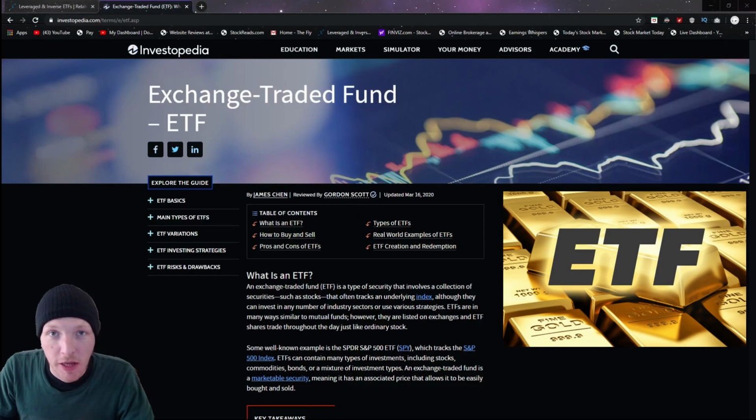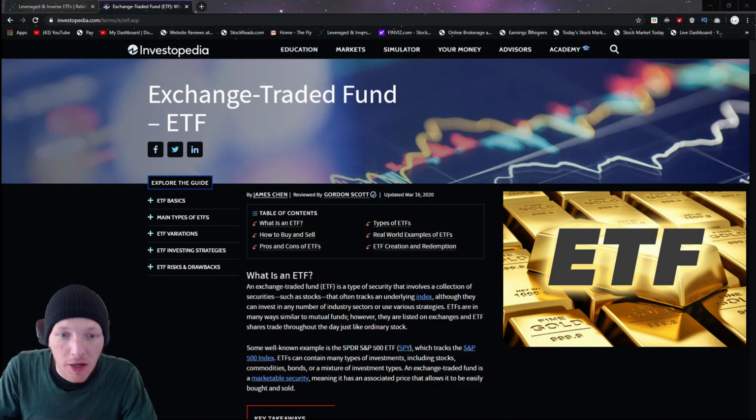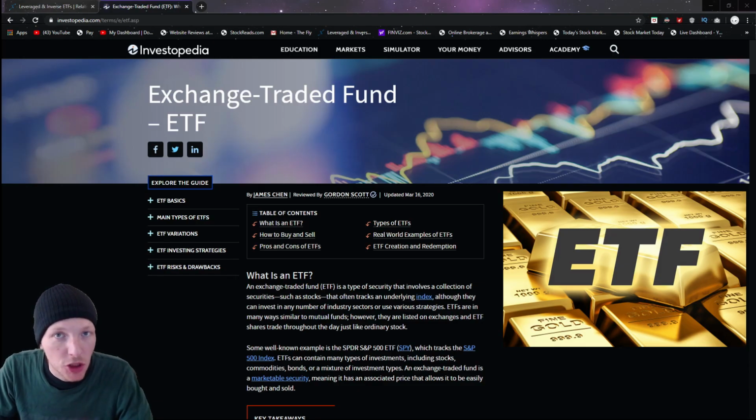To help us understand what ETFs are and the definition of ETFs, we're going to use Investopedia. What is an ETF? An exchange-traded fund, ETF, is a type of security that involves a collection of securities, such as stocks, that often tracks an underlying index. An index like the S&P 500, the NASDAQ, Dow Jones, and it gets even further with oil, gold, natural gas. There are ETFs for pretty much everything.